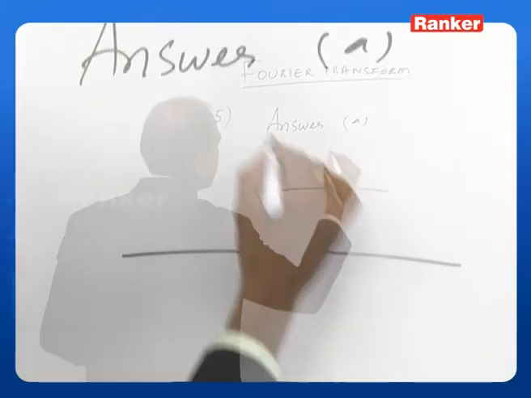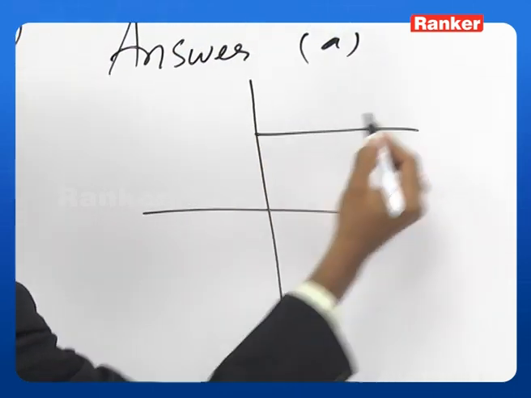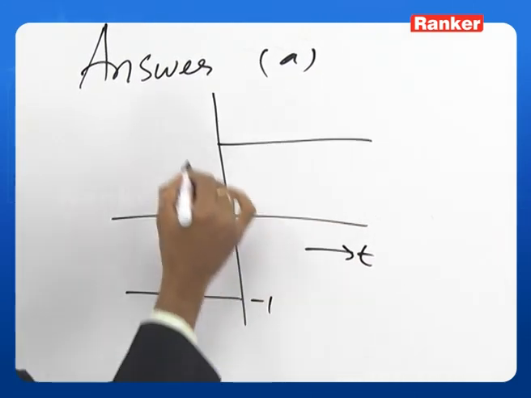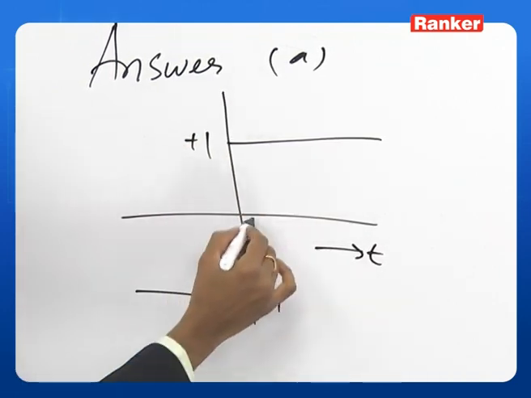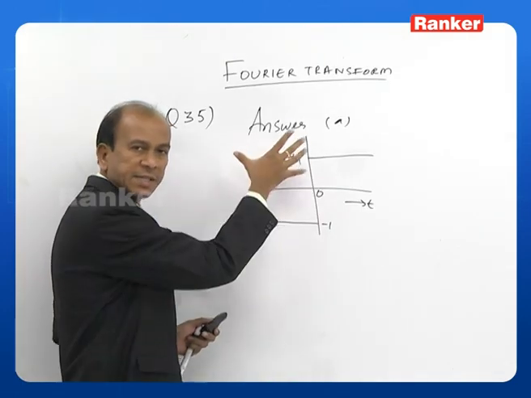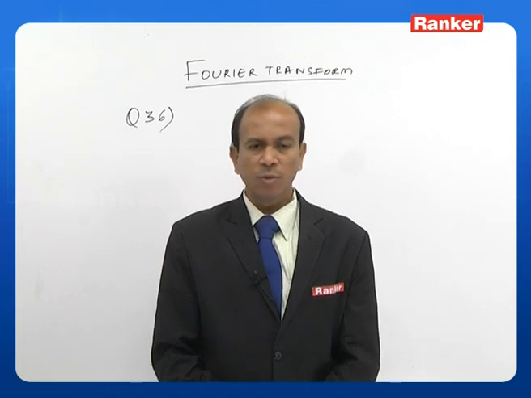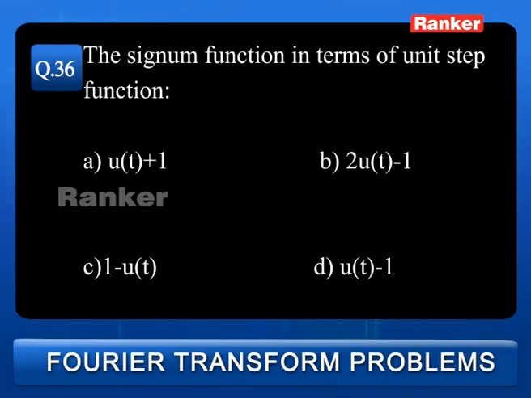As you are all aware, the signum function exists like this. It is 1 for t greater than 0 and minus 1 for t less than 0. So this you should take into cognizance. This is a signum function. 36th question. The signum function in terms of unit step function is: A, u of t plus 1; B, 2 u of t minus 1; C, 1 minus u of t; D, u of t minus 1. The answer is B, that is 2 u of t minus 1.